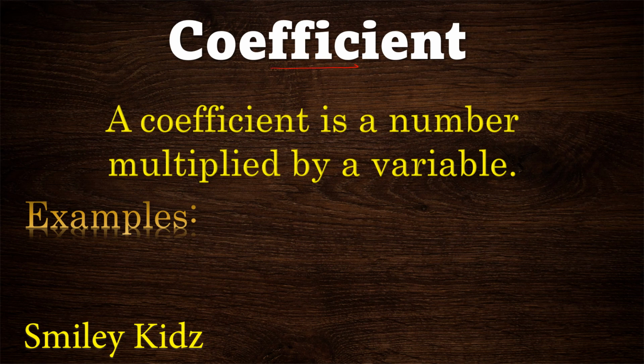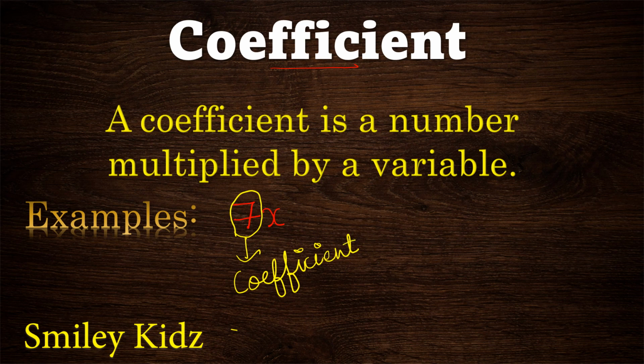Now what are coefficients? A coefficient is a number multiplied by a variable. Let's take the number as 7 and let's take the variable as x. 7 multiplied by x, which gives us 7x. That means here in this term, what is the coefficient? Coefficient is the number, that is 7. 7 is the coefficient.